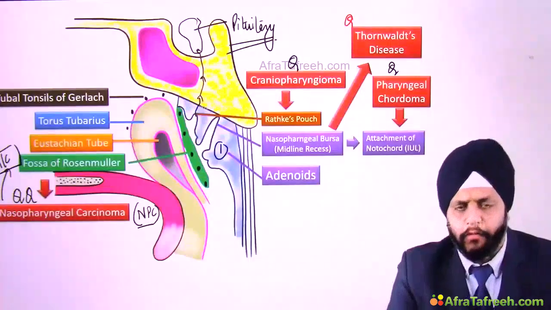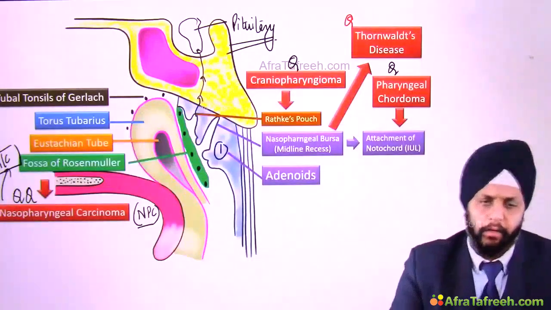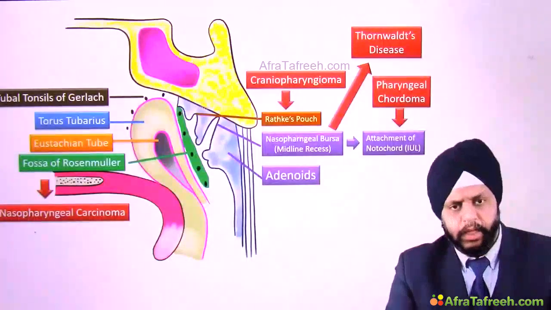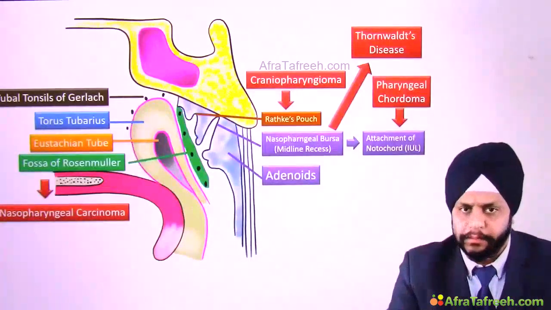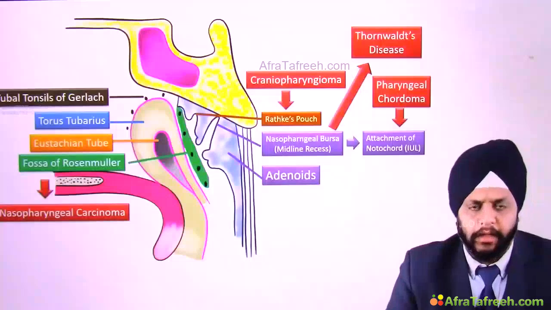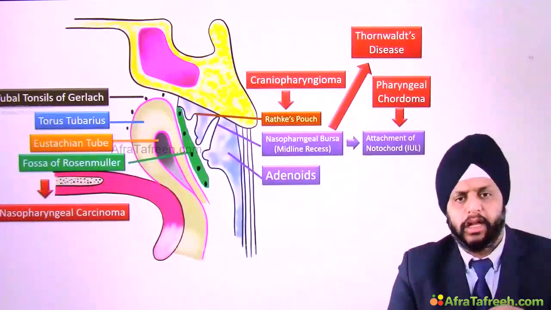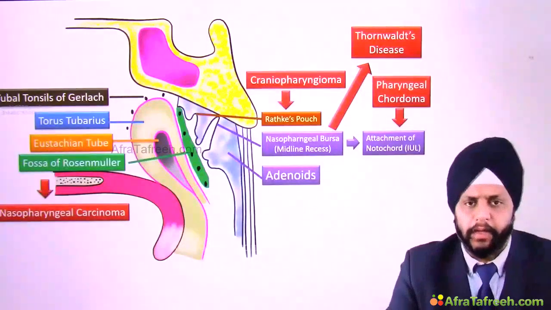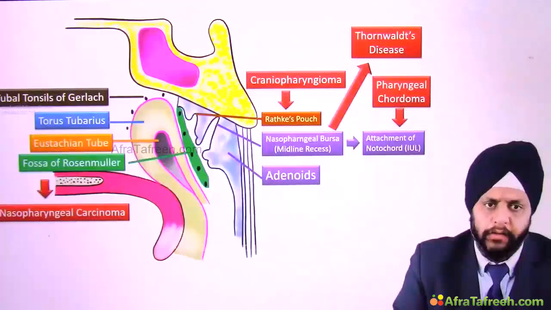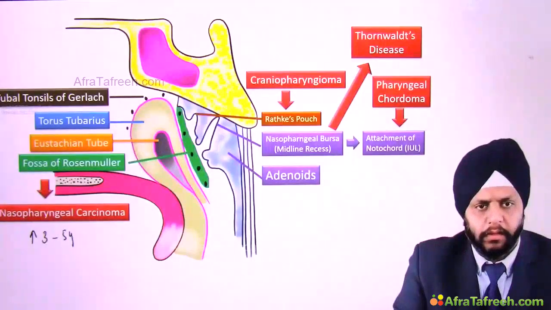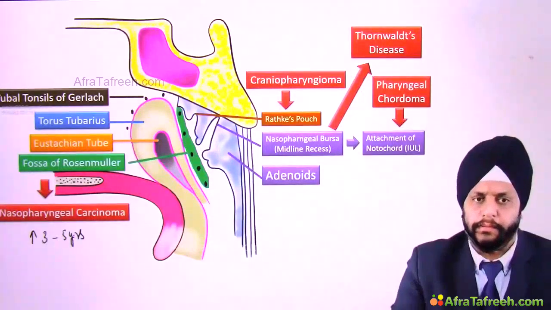Before we go forward, let's look at these adenoids. Adenoids are a lymphoid structure in the nasopharynx. They are not always present. At the time of birth, they are very, very small. They start growing at the age of 3 years. So 3 to 5 years, they increase in size.